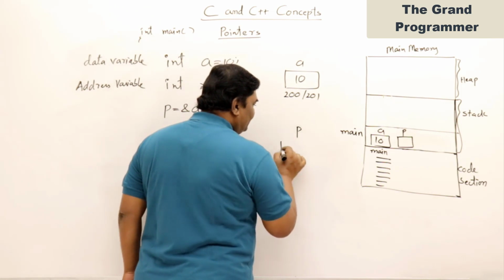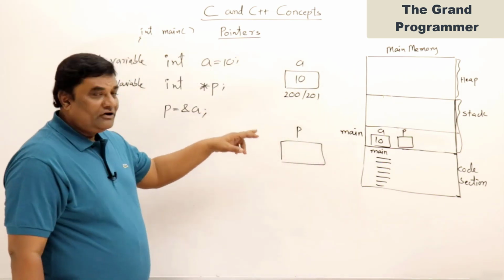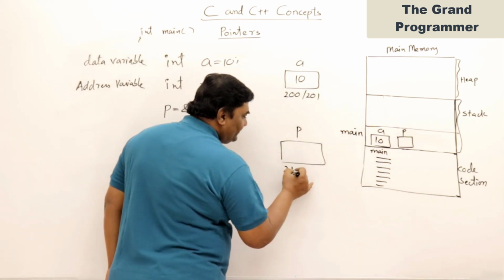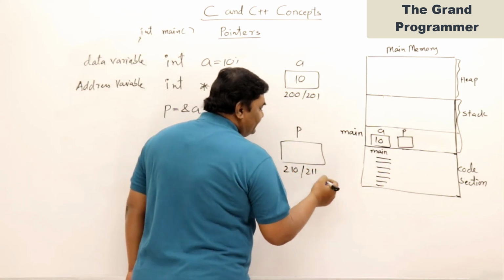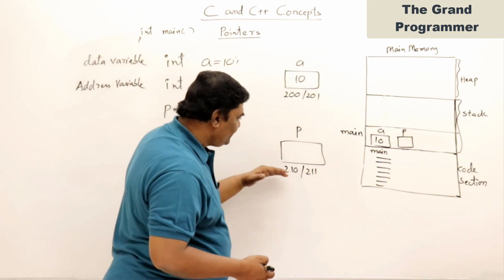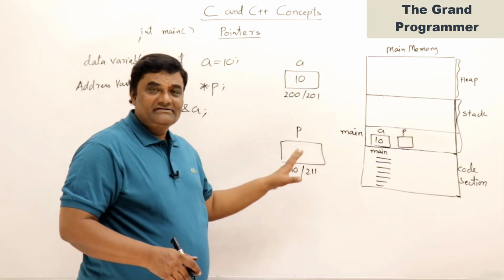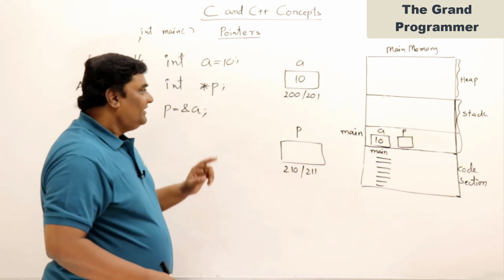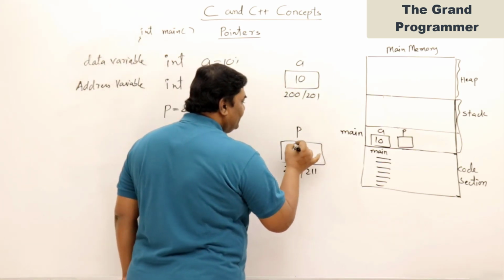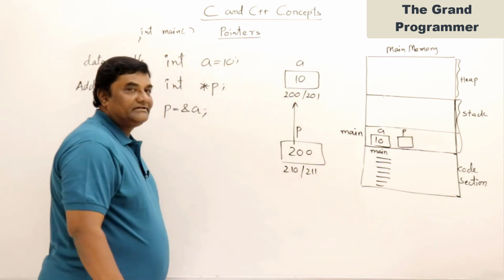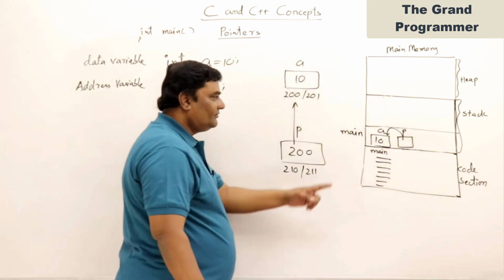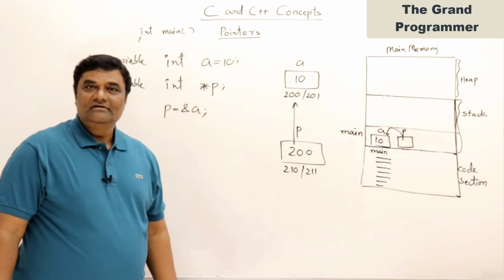If I show it diagrammatically, it looks like this. This pointer will also take 2 bytes. So let us say the address of this pointer is 210 and 211. I am just assuming random numbers, so don't be confused that the next should be 202. Now, when I say ampersand a, this will have the address of this variable. So it is pointing to this one in memory.